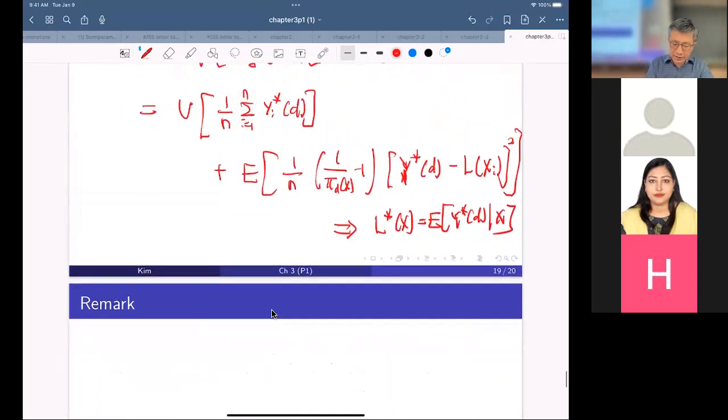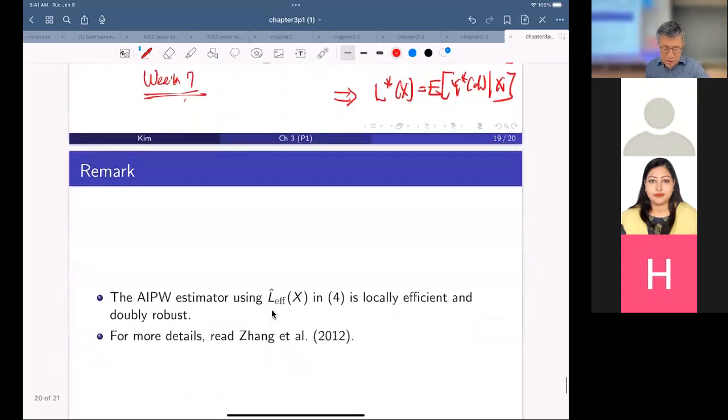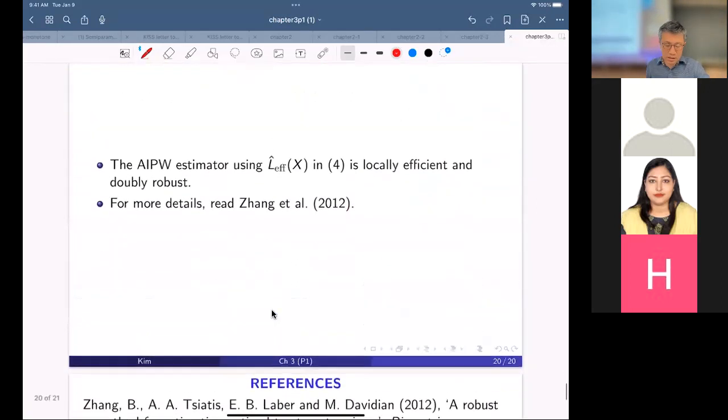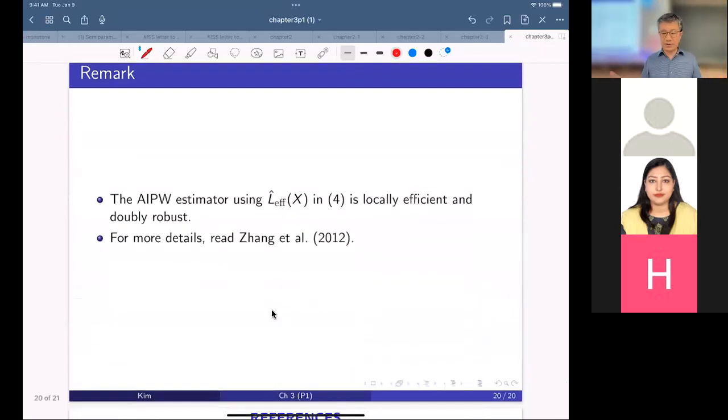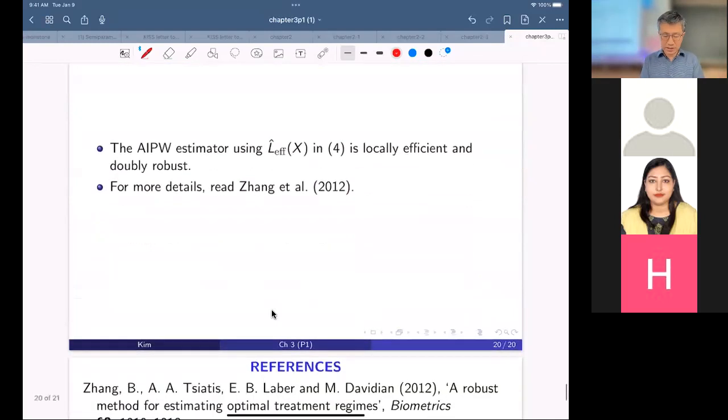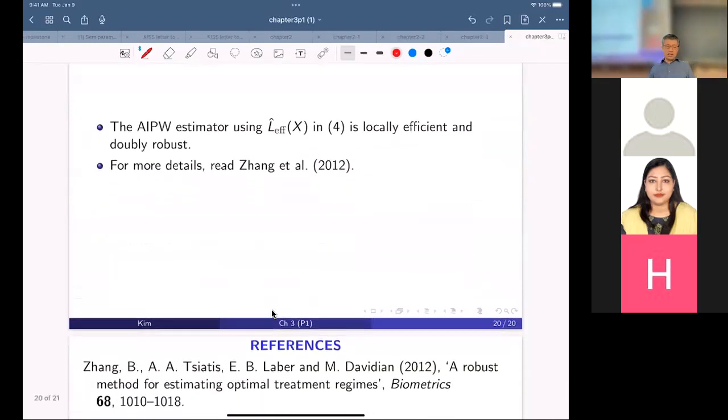That is in the week 7 lecture notes, week 7 example 1. You can check. Same structure. So that's all. Basically this is the same thing: locally efficient and doubly robust. And there is some literature on it.